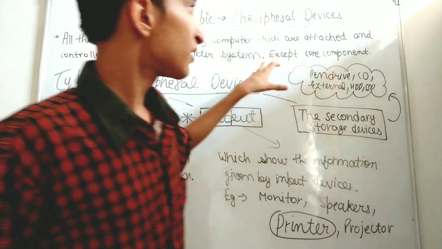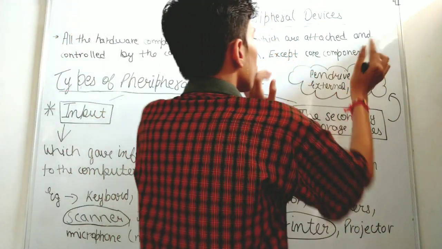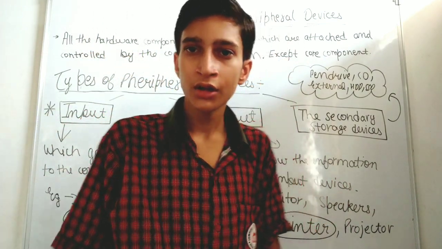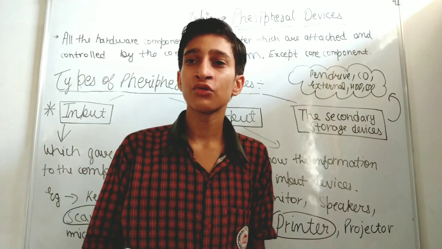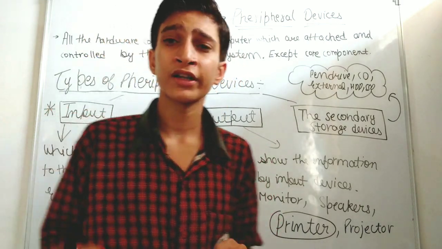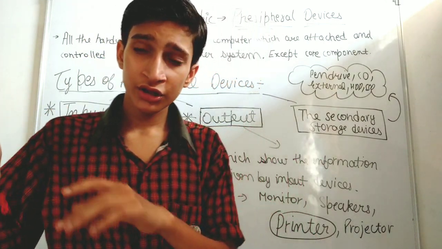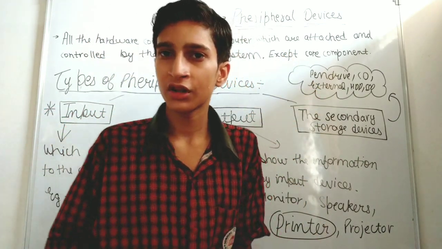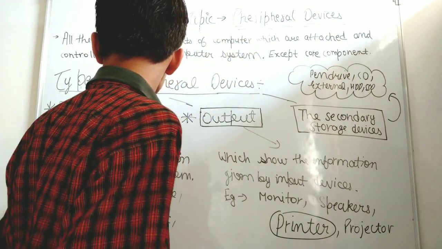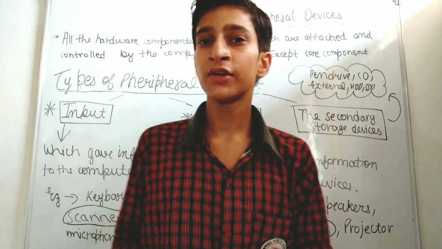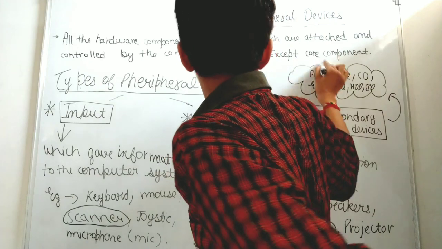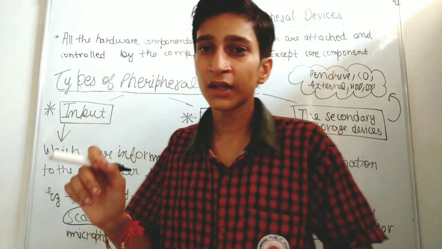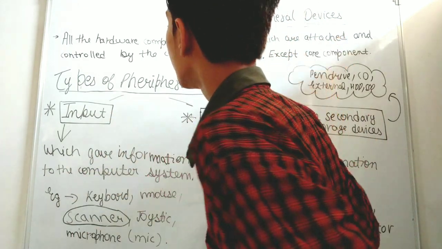But the question here arises: why have I written except core components? Because, for example, you have a keyboard or mouse. There are many more things in the keyboard, for example screws, and in the mouse there are the roller and also the motherboard. These are all core components, not the main component. The main component is the keyboard and mouse. That is why we have written here except core components. The keyboard and mouse are known as peripheral devices, not the screws, motherboard and roller.